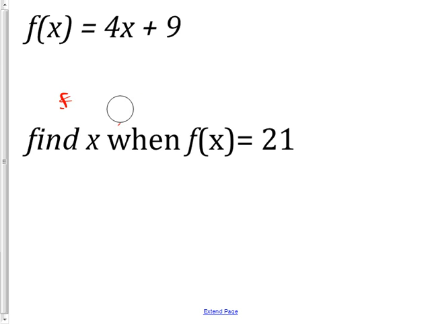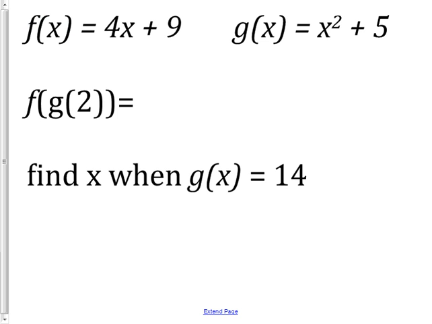Okay, this one gets a little more complicated. F of x is 21. Wait a minute, they didn't tell me an x this time. If they didn't tell me x, let me give you a clue. They just told you y. Because f of x is the same thing as y, right? So we don't put the 21 in for the x. They're not telling you that. They're telling you that f of x, which is like the y, is 21. And then from there you can just solve it, subtracting 9, dividing by 4. Do you get what I'm saying?